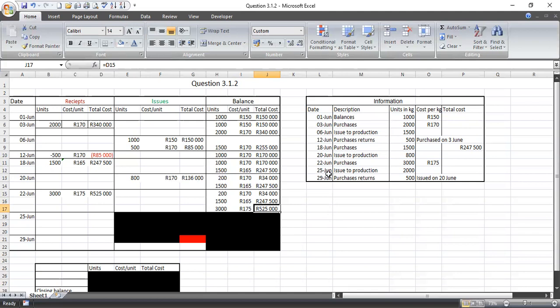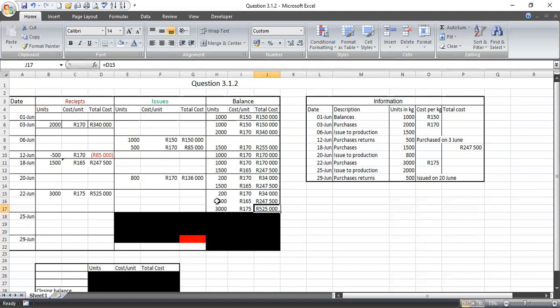Now that we have recorded our balance, we can move over to the next transaction, on the 25th of June, where there is an issue to production of 2,000 units. Immediately when you know there's an issue to production, you have to first consult your balance to see whether you have the 2,000 units available to issue to production. And indeed, you do have them.